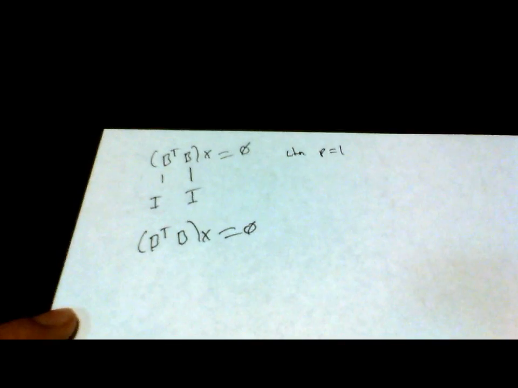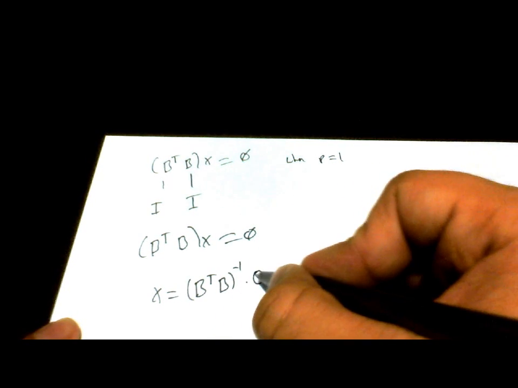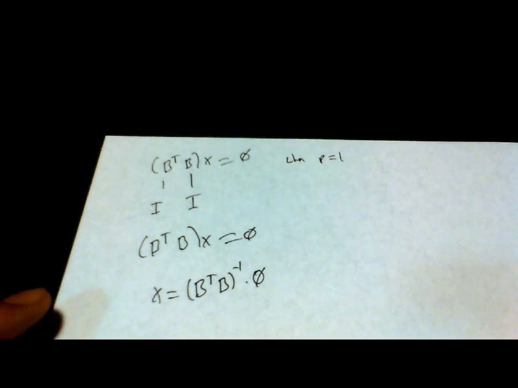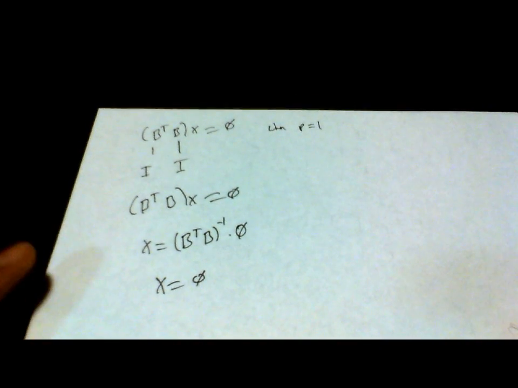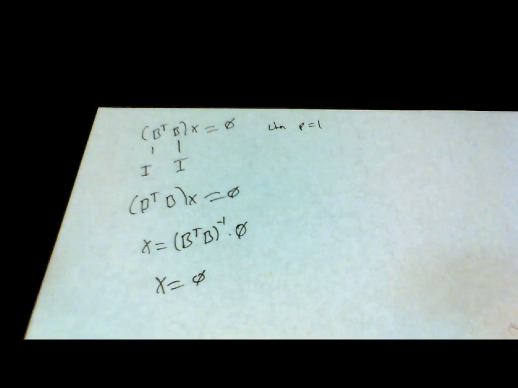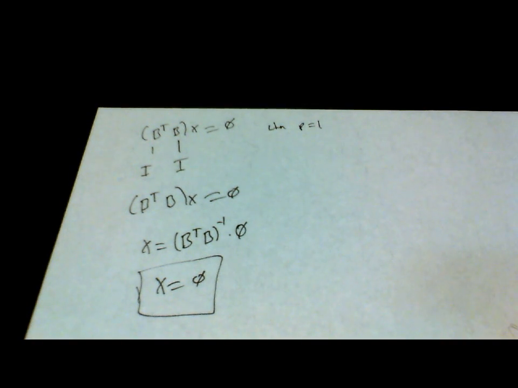I never really actually realized this before. But if you go x equals B transpose B inverse times 0, it doesn't matter what B transpose B is and what the inverse of that is. X is always 0. Your solution is just a matrix of all zeros. That was way easier than what I was about to say. So there we go, and that's how to do 5. And 6 is coming soon.